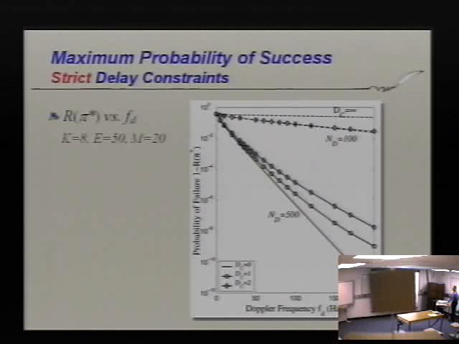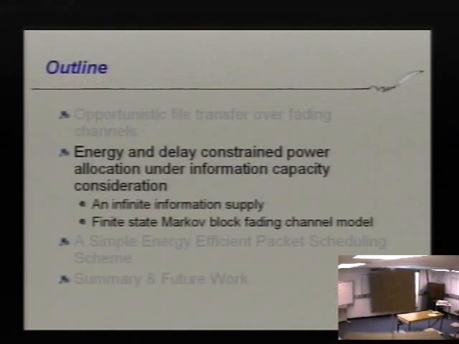Okay, so this is a file transfer problem, and in this problem we only consider a binary power control scheme, and we use a constant transmission rate. And when we consider a more complicated system, the problem is how could we approach information theoretical limits if we are given both energy and delay constraints. So the next problem I'm going to discuss is the power allocation problem under information capacity consideration. And here we assume there's infinite information supply at the transmitter end, and we will use a similar finite state Markov block fading channel model.